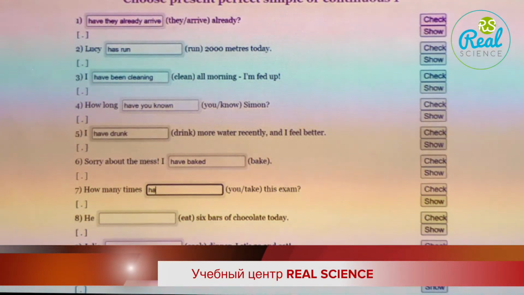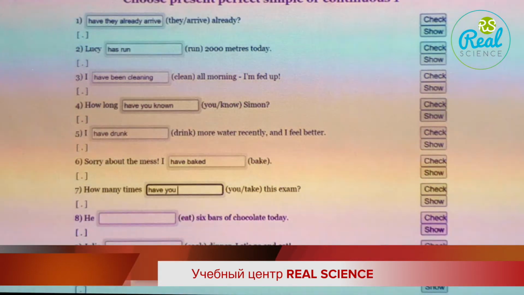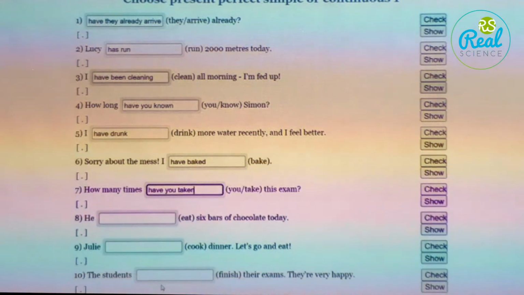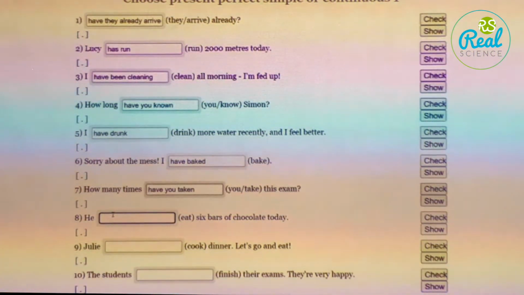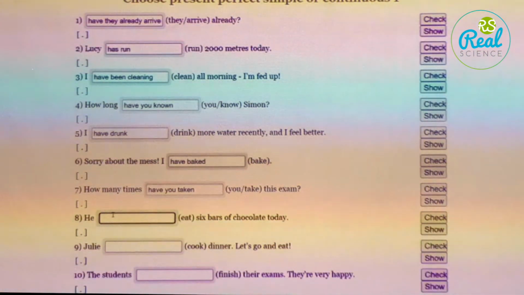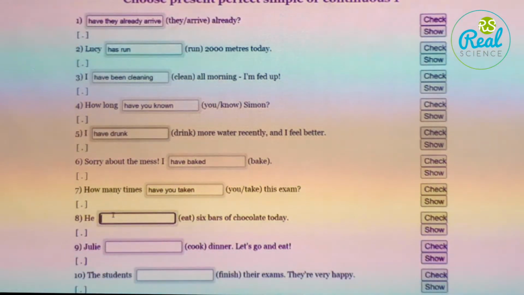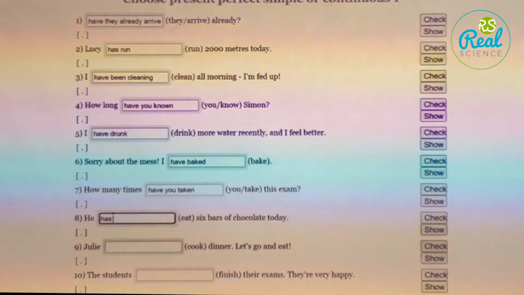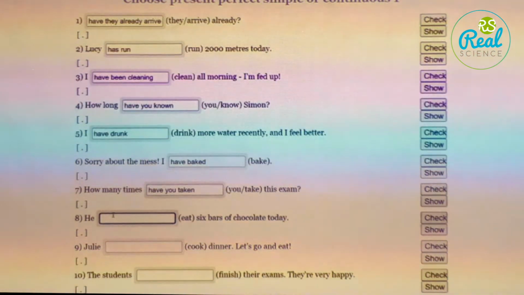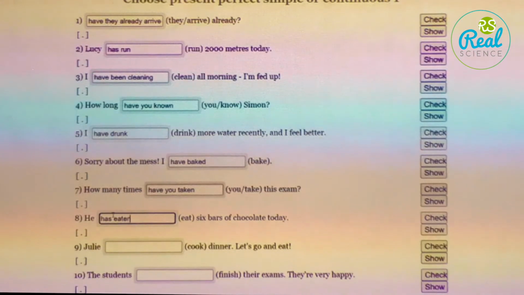How many times have you taken this exam? Okay, we will see. Number 8: Erik has been eating six bars of chocolate today. No, eaten. He has eaten. He has already eaten. Eaten. Okay, we will see.